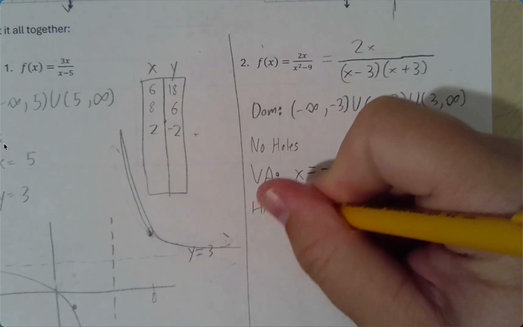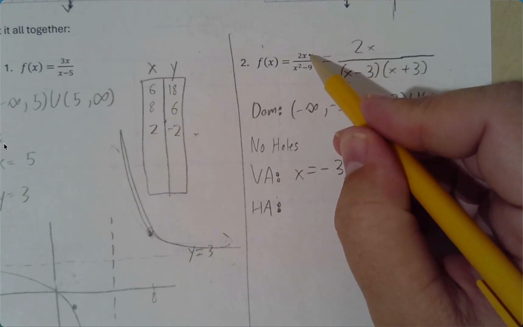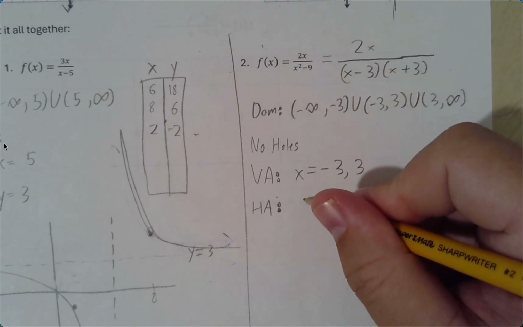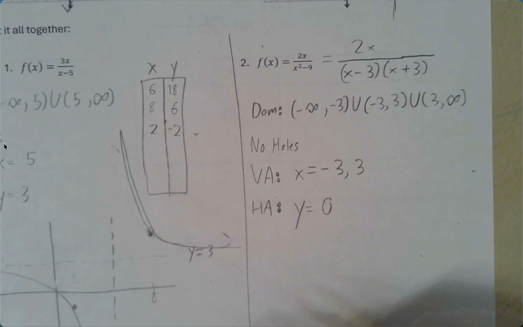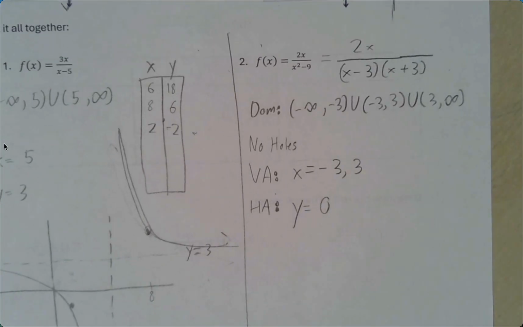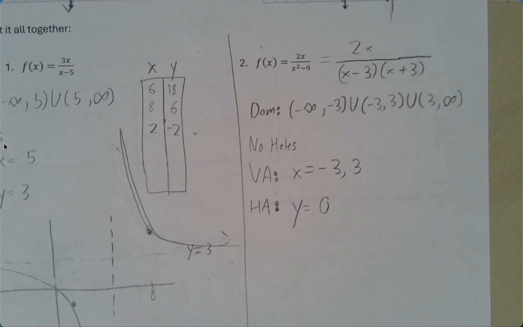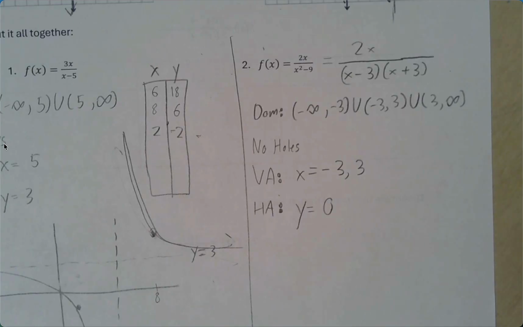From there, what's my HA? Compare exponents. What's your top exponent? 1. What's your bottom exponent? 2. Top is less than bottom. HA 0. So I hope you see that all of these ideas are coming into play. Now we plugged in some test points before here. I want to show you one other interesting test point that they'll throw at you, and that is the test point plug in 0 for x. And that would of course be the y-intercept.